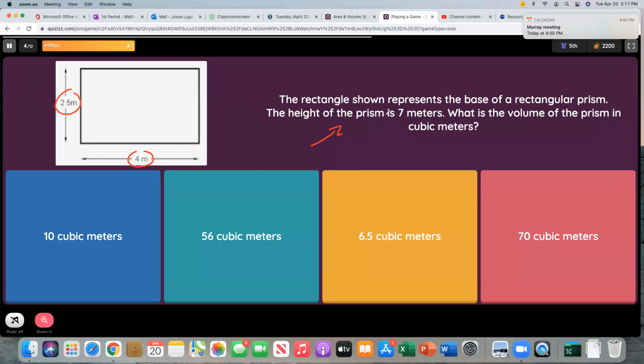So let's do 4 times 2.5. So I'm going to work that out. 2.5 times 4. 4 times 5 is 20. 4 times 2 is 8, 9, 10. So that's going to be 10. And then 10 times 7 is going to be 70. And that's it, 70 cubic meters.